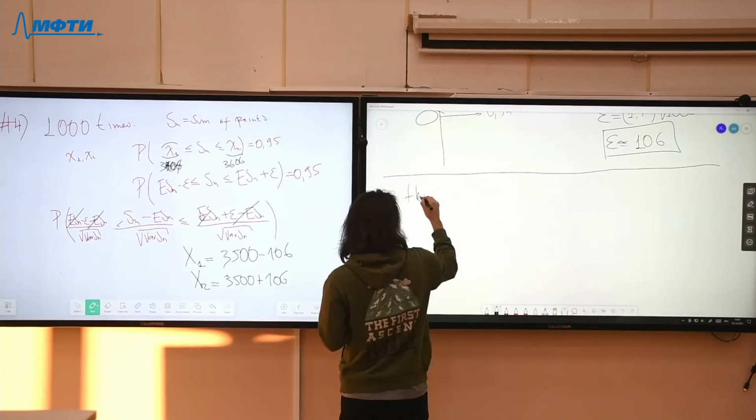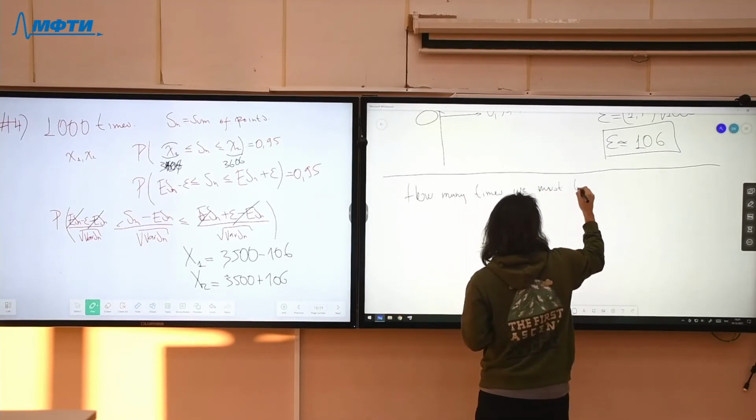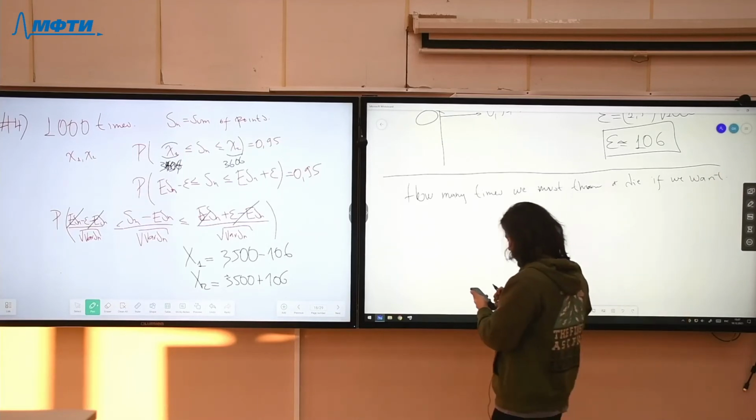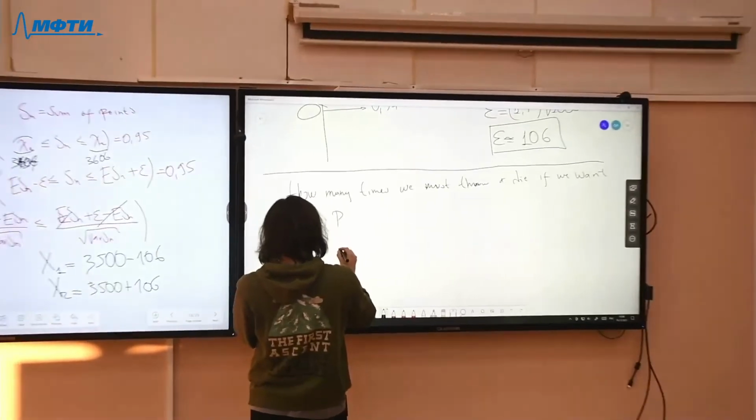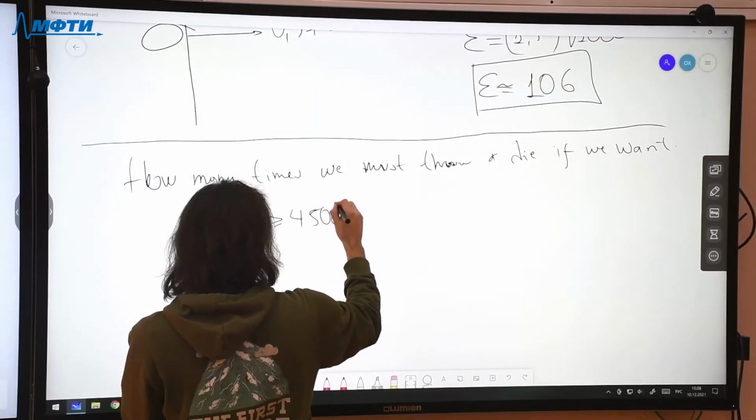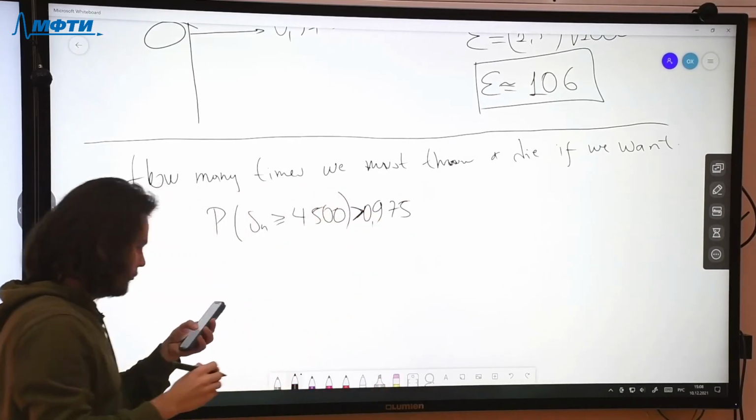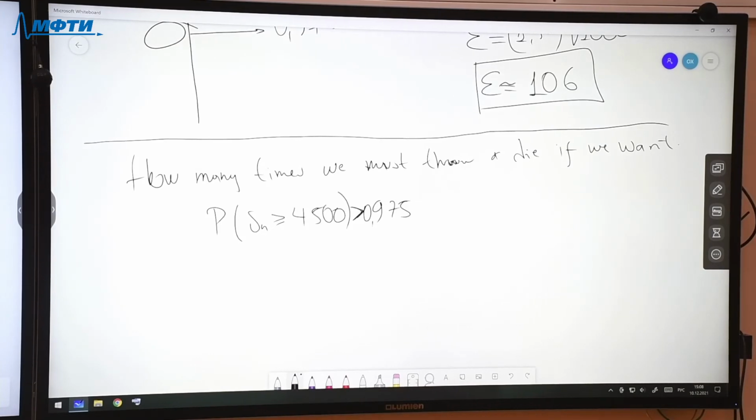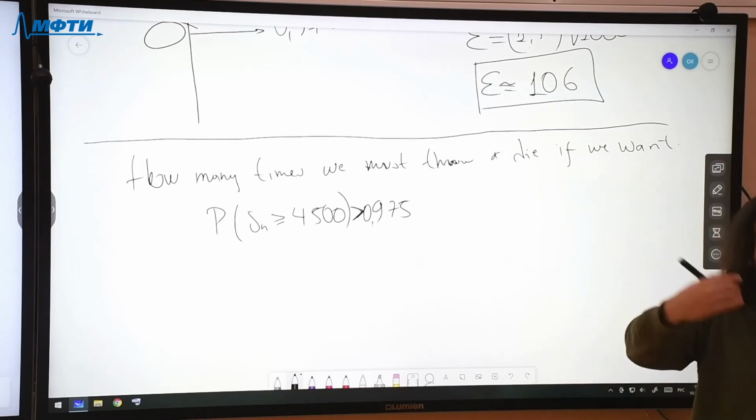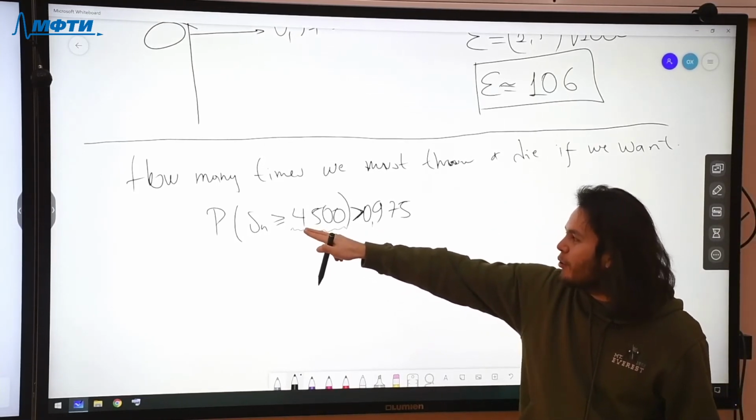So how many times if we want the following. We want that the probability that Sn is greater or equal than 4,500 is greater than 0.975. As Sn, again, is the sum of points, the sum of numbers that you get, right? So if you have a die, and you throw a die, you write the number, and you sum up the values that you get. How many times you need to throw this die such that the sum that you get is at least 4,500 with this probability?